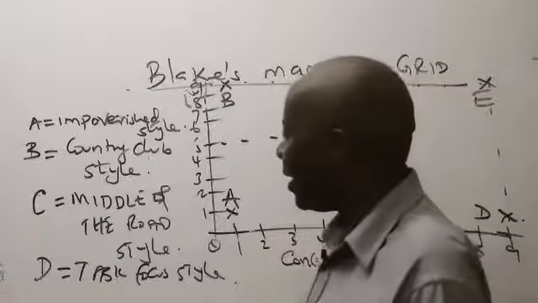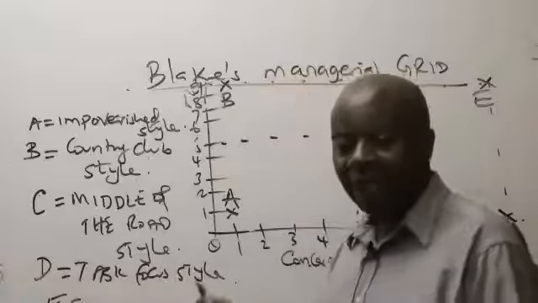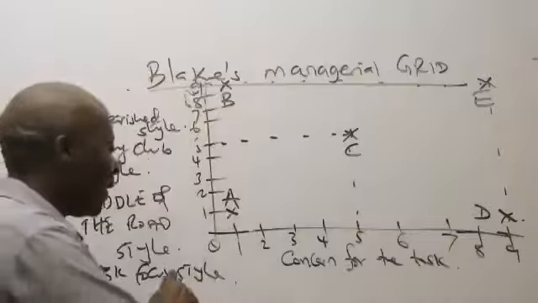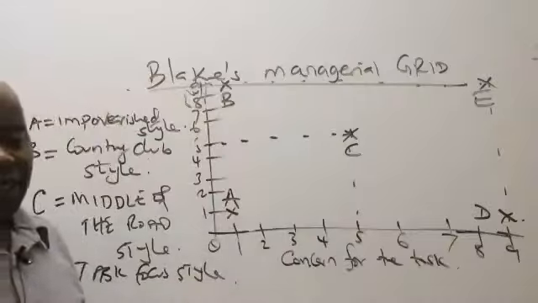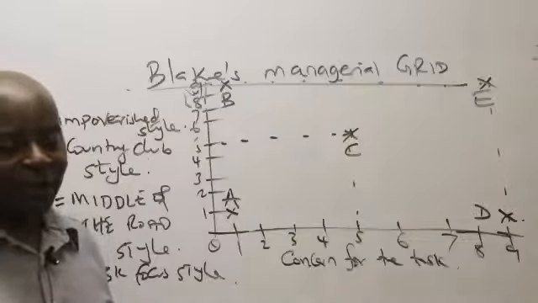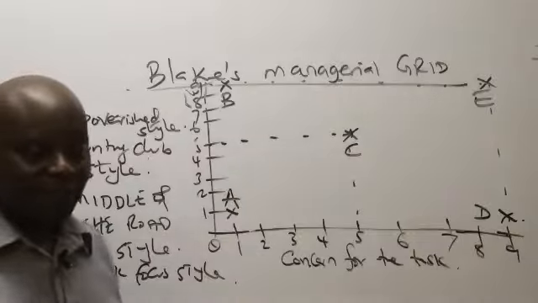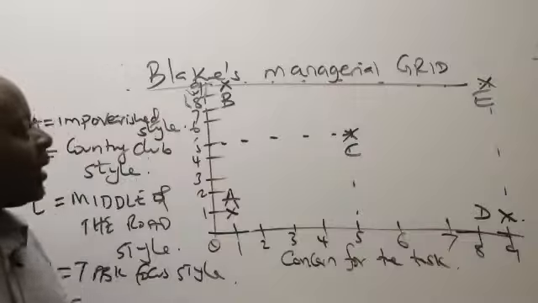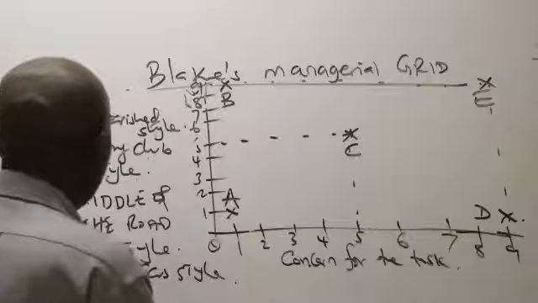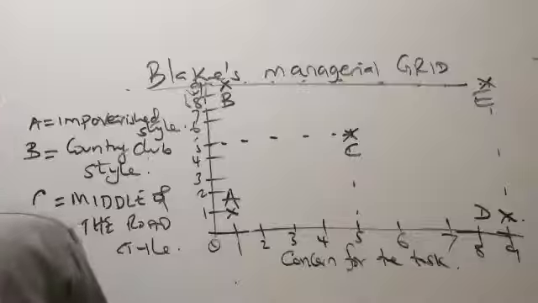The very best, ladies and gentlemen, is E. In this case, you are a task person, and at the end of the day, you are a people person. Is there somebody who can remember style E? Now I am happy because I can see we have 30 participants. Yes, it is team. The team management style. It's not about yourself alone.